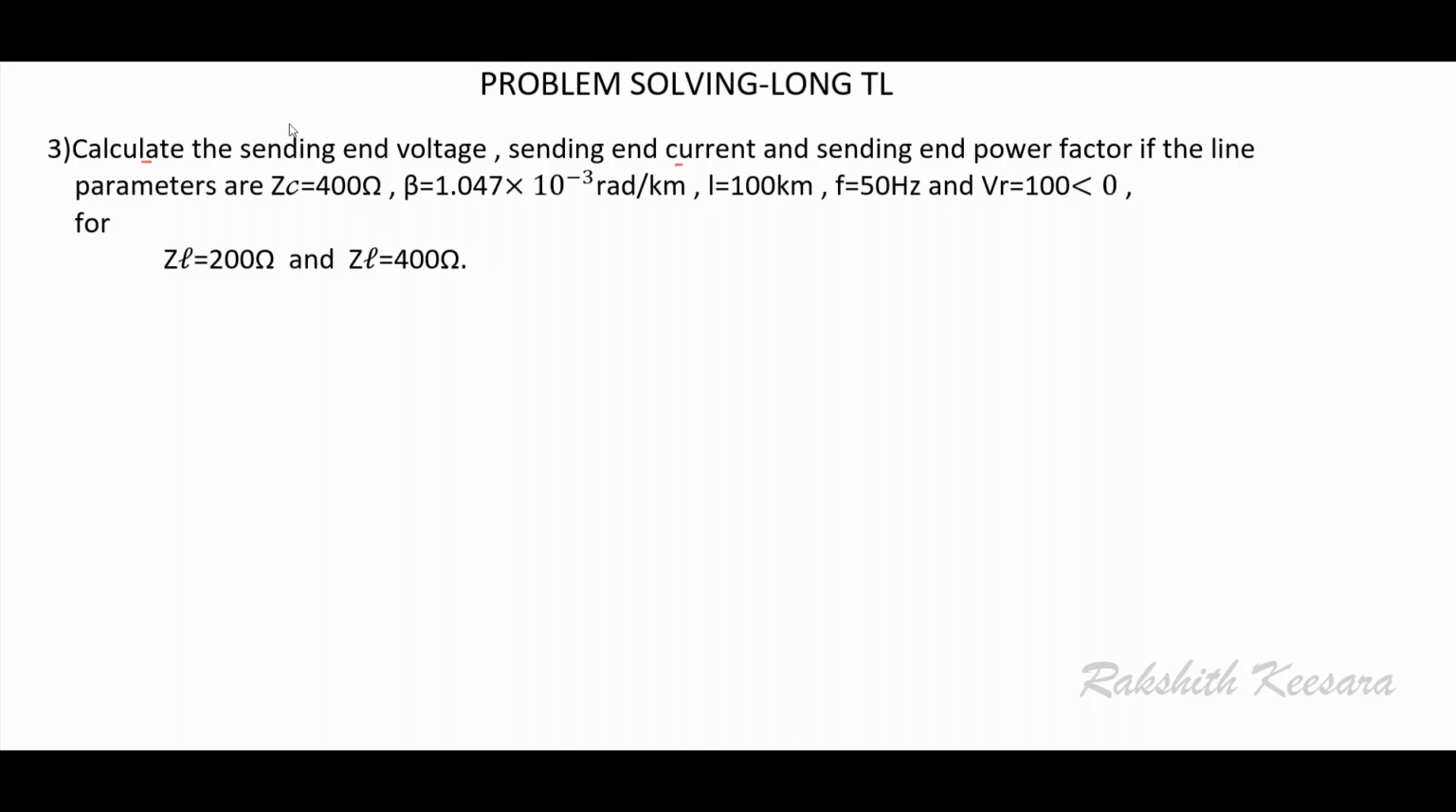Next, in this question, he is asking us to calculate sending end voltage, sending end current, and sending end power factor, if the load is 200 ohm and in the second case the load is 400 ohm. The data given is characteristic impedance is equal to 400 ohm and beta is equal to 1.047 into 10 power minus 3 radian per kilometer. If you observe in this question, there is no data about R and G or propagation constant gamma, which is obviously equal to j beta, but he directly mentioned beta. So we should consider this line as lossless transmission line, right?